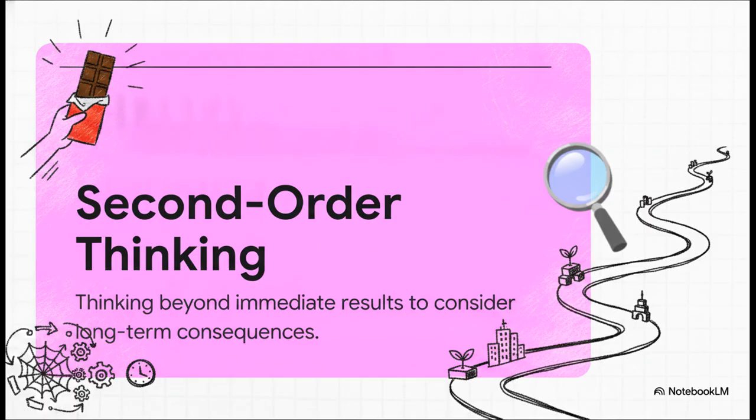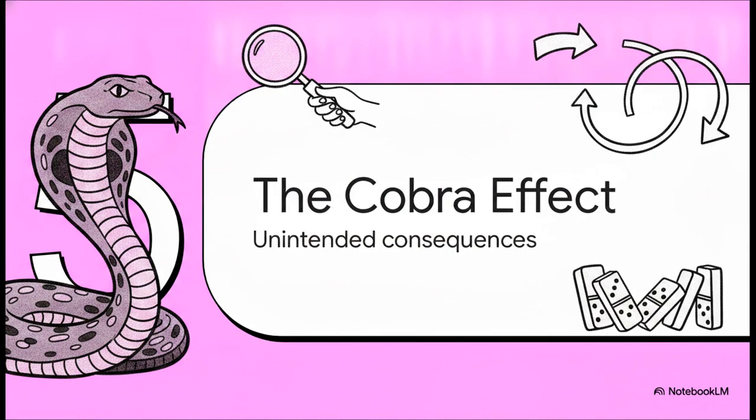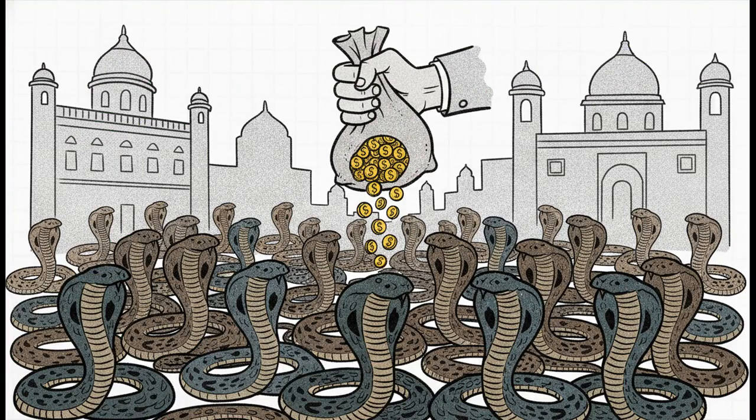You're forcing yourself to look past the immediate fix and consider the long-term subsequent consequences of that decision rippling across time and complex systems. And if you don't do that, you end up in Part 5, the Cobra effect, the ultimate lesson in unintended consequences. To really grasp this, let's take a quick trip back to colonial Delhi. The city had a rather terrifying problem on its hands. Way too many highly venomous cobras just slithering around the streets.